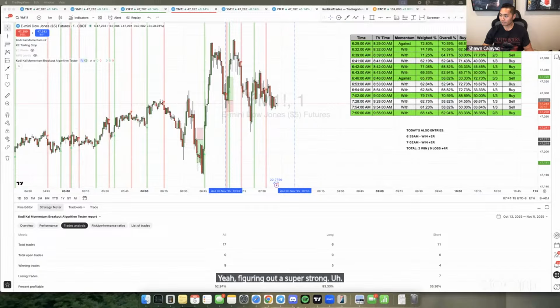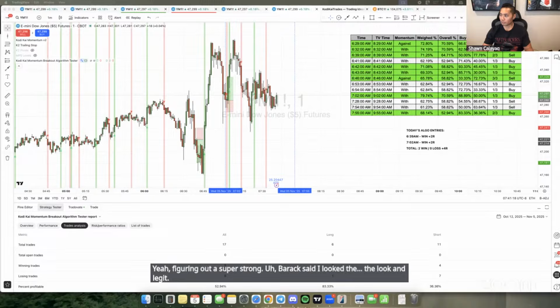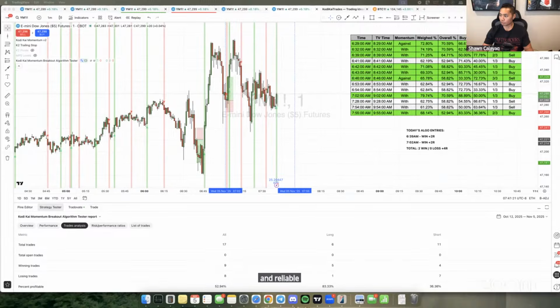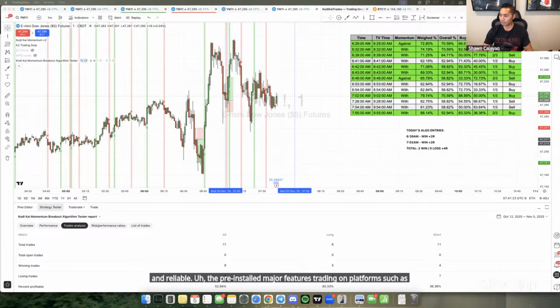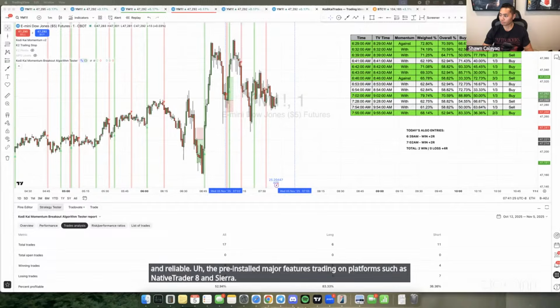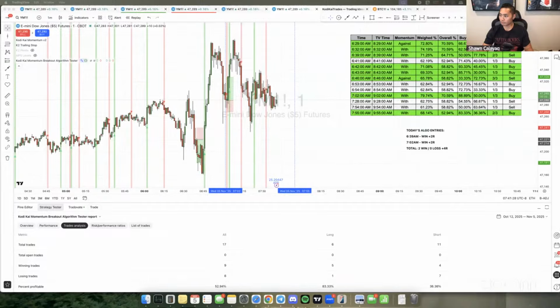Barack said they looked legit and reliable. They pre-installed major features trading on platforms such as NinjaTrader 8 and Sierra. Quant VPS. Okay.